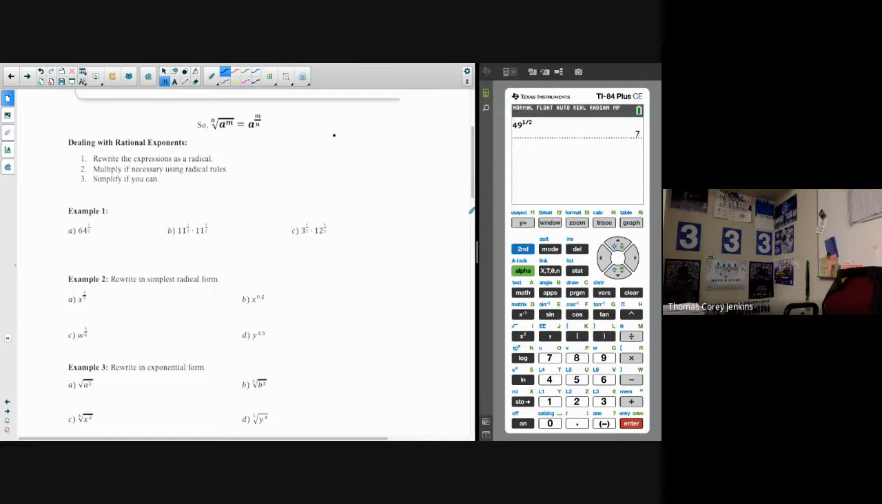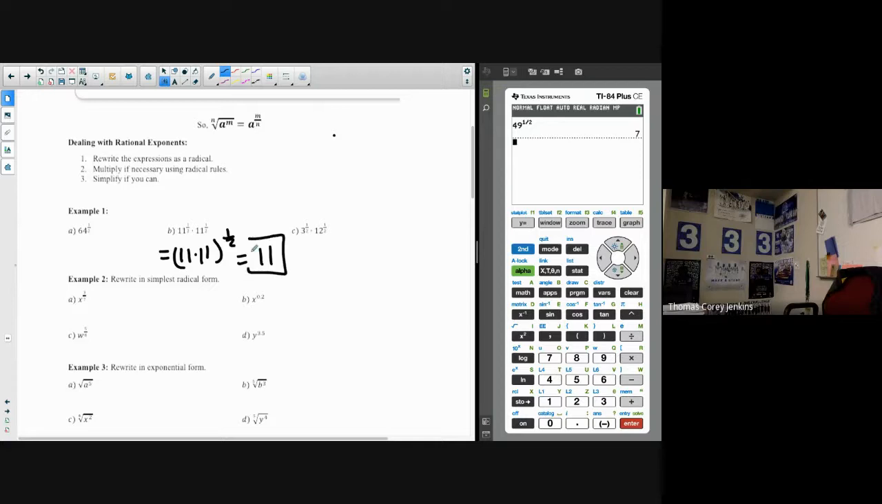So example 1 wants us to do some simplification. A says just 64 to the power of 1/2. I'll probably leave that one and look at these two. So what if we had 11 to the power of 1/2 times 11 to the power of 1/2? That would be equal to 11 to the power of 1/2 plus 1/2, which is 11, or the square root of 121, which would be 11.